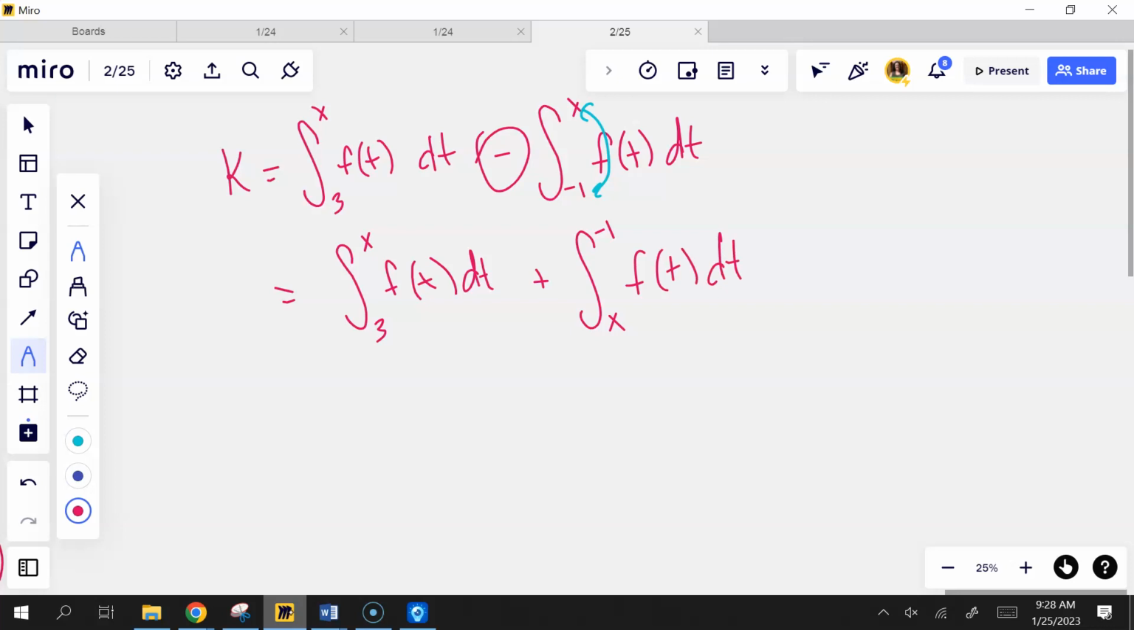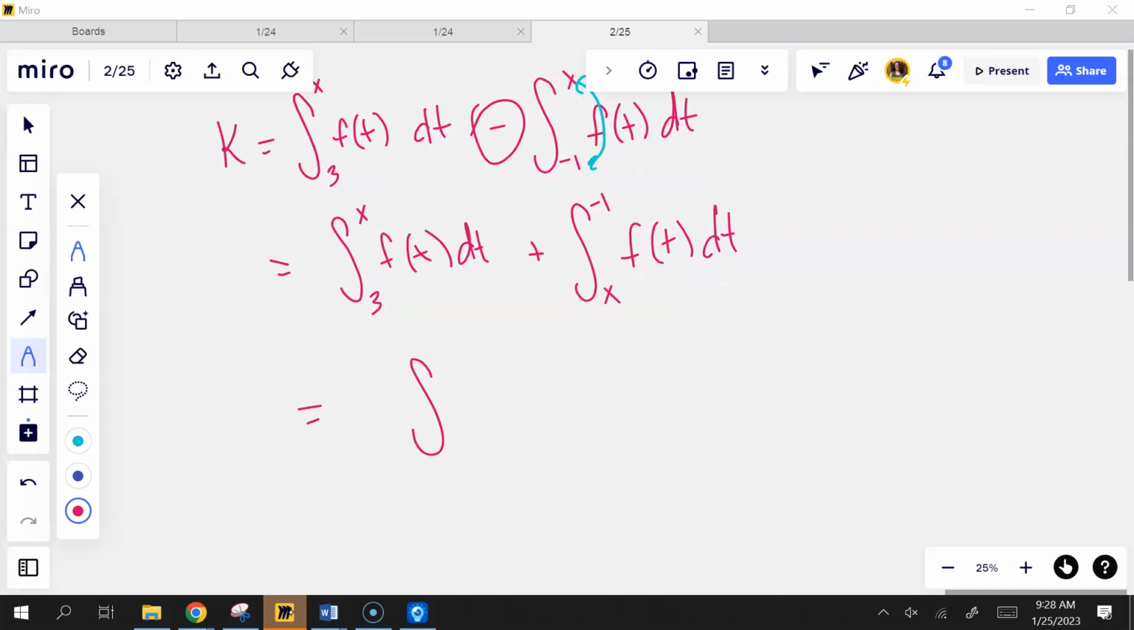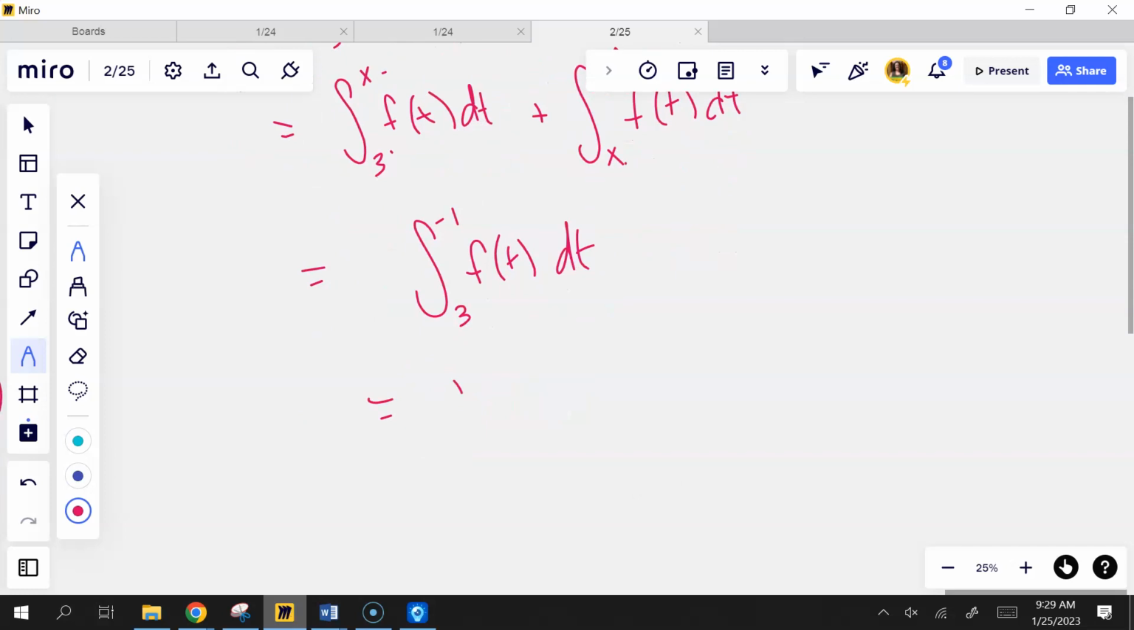This was a lot of manipulation of the integral itself. So this would be the integral from, well, if I'm going from 3 to x and then x to negative 1, then what I'm really doing is going from 3 to negative 1. But that doesn't make sense because my smaller number needs to be on the bottom, right? So I'm going to go from negative 1 to 3, but change the sign.